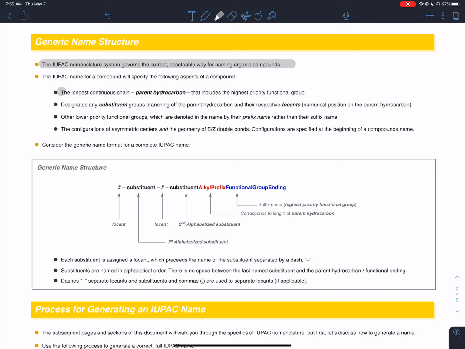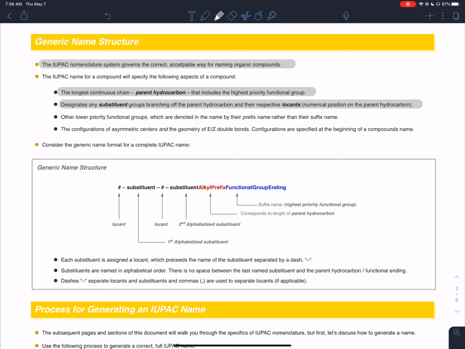The first thing that we need to do is denote the longest continuous chain. We also call that the parent hydrocarbon, and this must include the highest priority functional group. So that's kind of a reference point, this longest continuous chain or parent hydrocarbon. And then of course, if there are any groups coming off that parent hydrocarbon, we also have to designate those. We call those groups substituents. They are groups branching off the parent hydrocarbon. And what we're going to do is give them locants, a numerical position on the parent hydrocarbon, reference points.